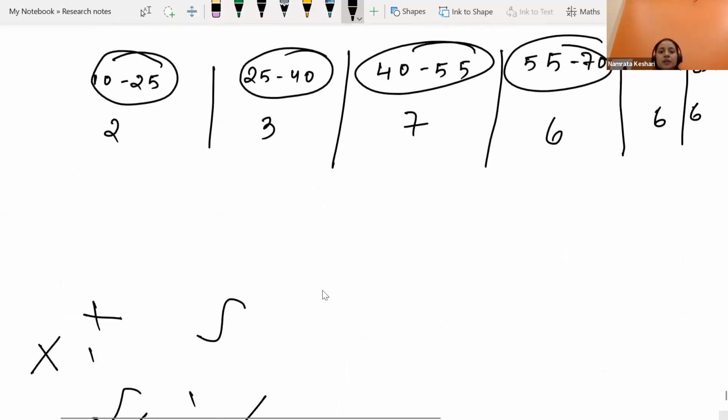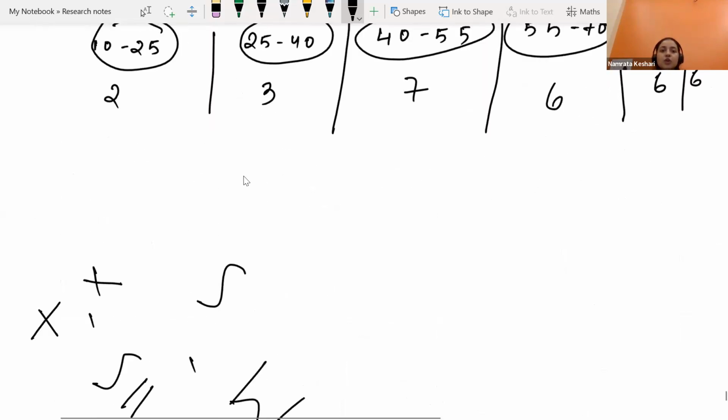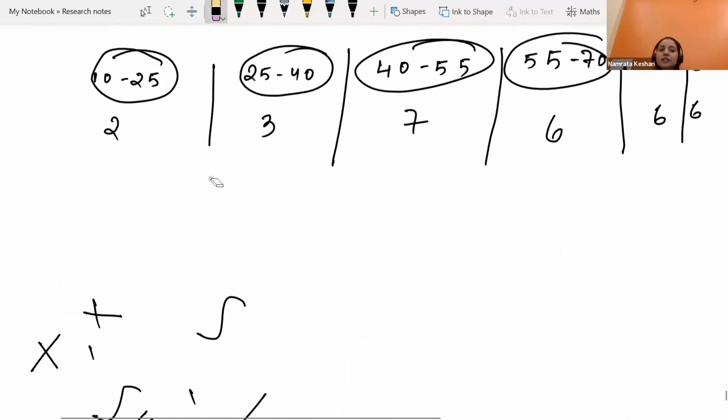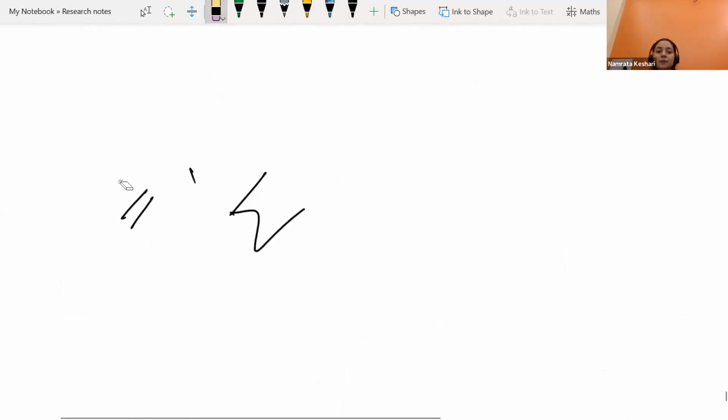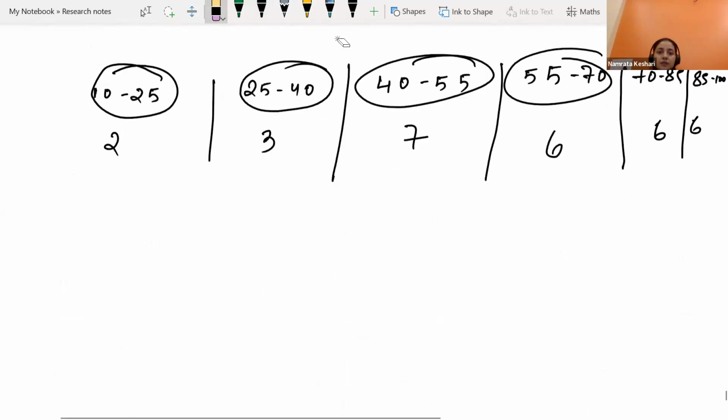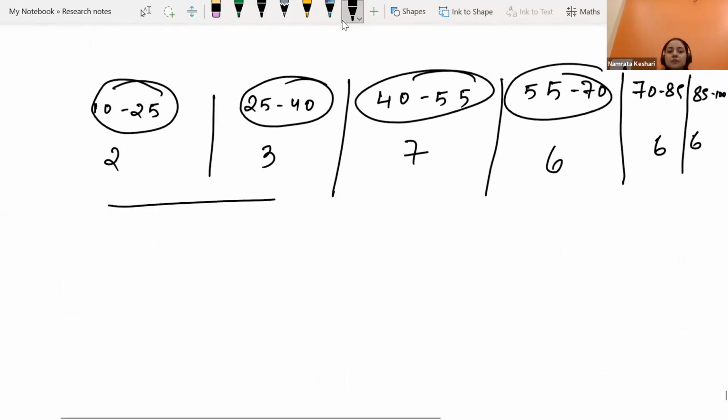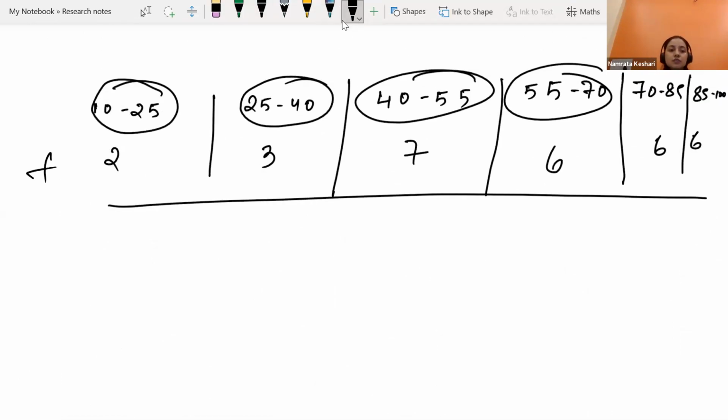Now we were talking about the group data, when the data is given like 10 to 25, 25 to 40, 40 to 55. Now how to find the mean? So to find the mean, here we will find the class mark. Here, this is the frequency and this is the marks of the students.